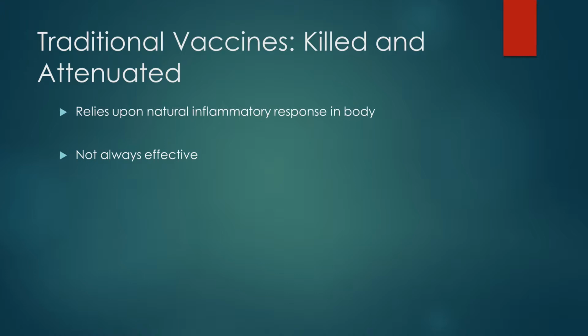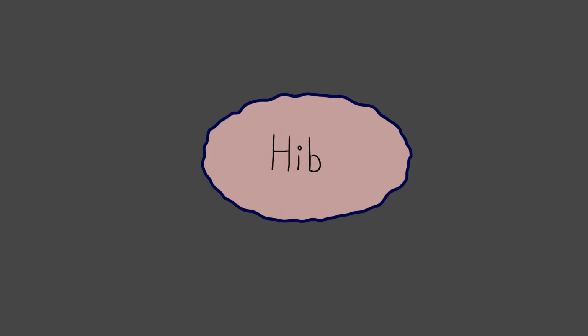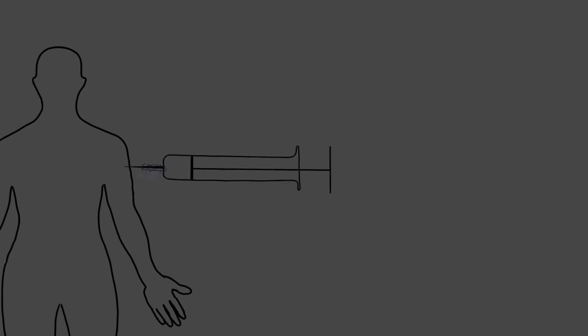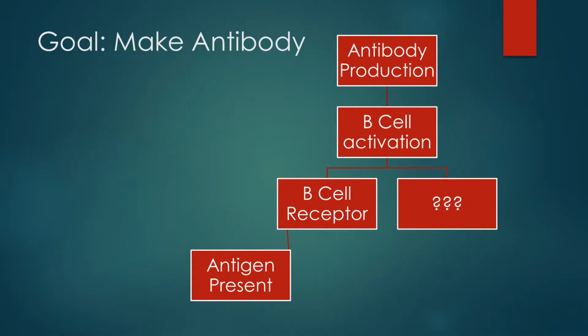Sometimes, it is simply not possible to inject someone with a pathogen. As an example, there is a bacteria, Haemophilus influenzae B, which contains a non-protein capsule that causes epiglottitis. To make someone immune to this pathogen, the goal is to generate antibodies against the capsule so that it is opsonized and cannot infect the host. Okay, so if we give an injection of the capsule to a person, what happens? Well, there will likely be B cells which can react to the capsule. That's a good thing. The groundwork for developing antibodies is present.